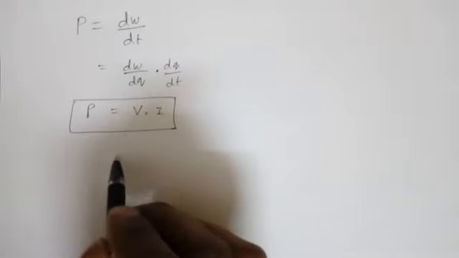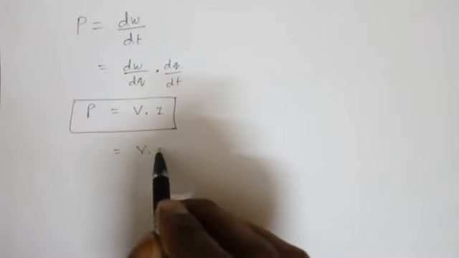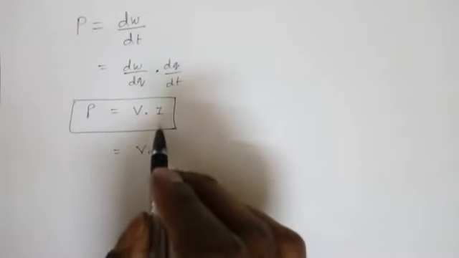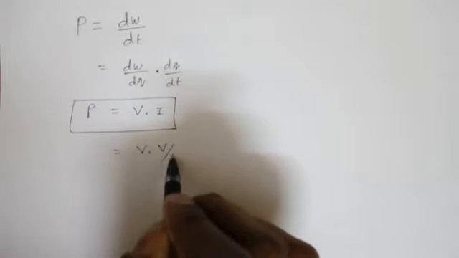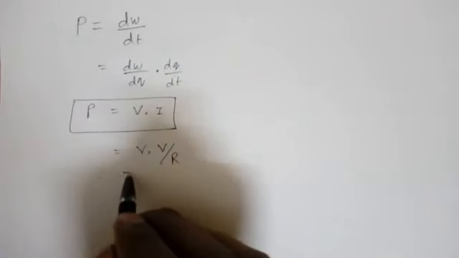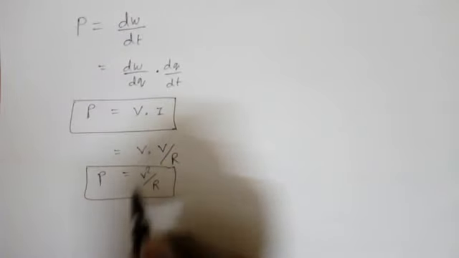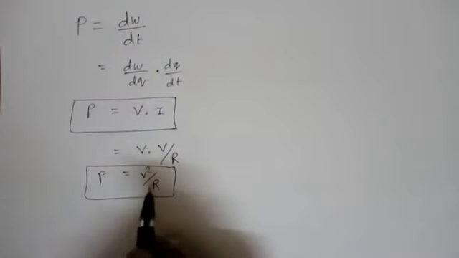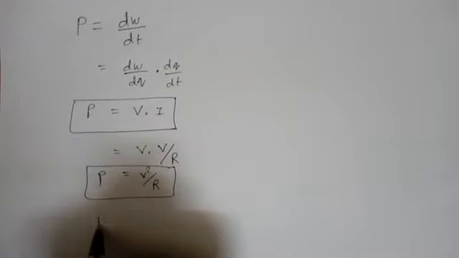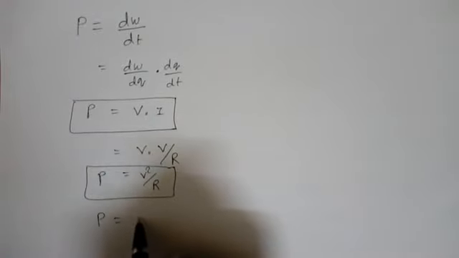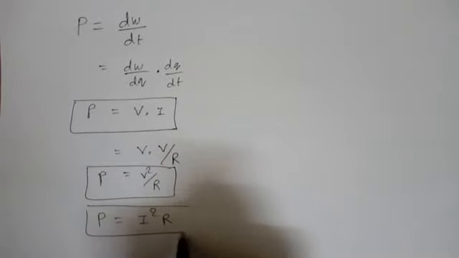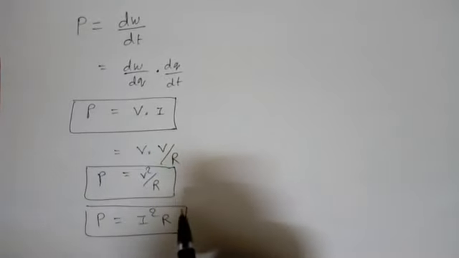Now in another form, if I replace I is equal to V by R, it will become V square by R, that is power P. If you know the voltage and the resistance, we can find the power dissipation across that resistance. Or in another form, if V is replaced by IR, it will become I square into R. So this is the power across the resistance.